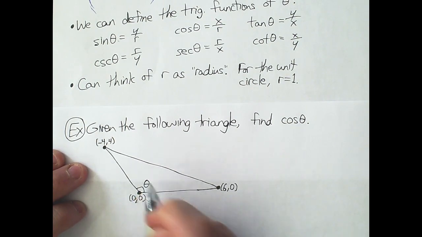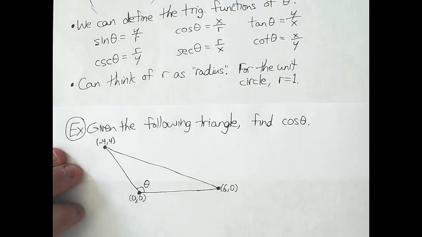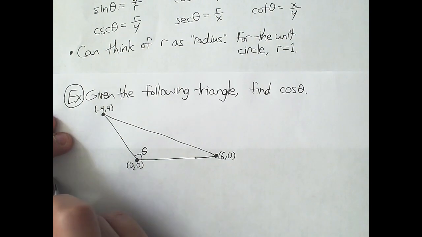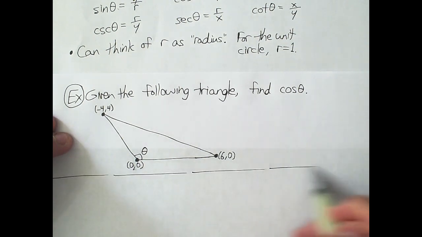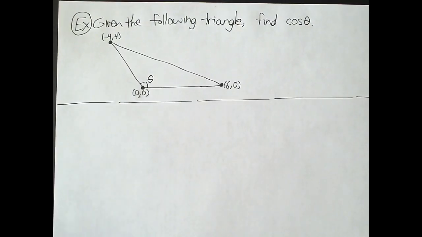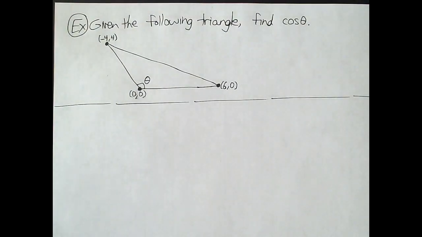Okay, something had to be labeled theta if we're going to find cosine of theta. So we want to find cosine of this angle. We don't even know what this angle is in degrees or radians, but we want to find cosine of it. So that's all we're given. I'll show you how we can do this. You could think about it on your own if you'd like, but I'm fine with just showing you this one.